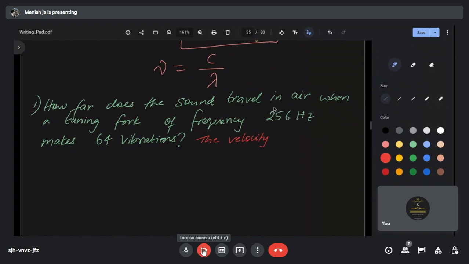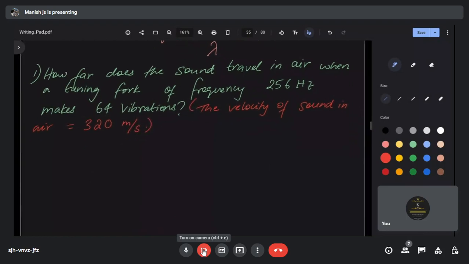The velocity of sound in air வந்து is given as 320 meters per second அப்படின்னு எடுத்துக்க சொல்றாங்க. சரி, what is the answer? இதை எப்படி நம்ம சால்வ் பண்ணுவோம்? ட்ரை பண்ணுங்க.